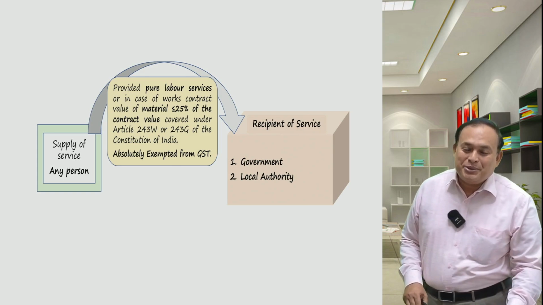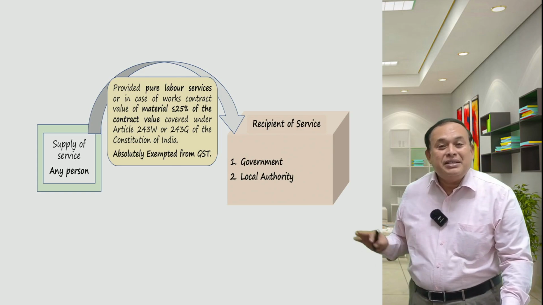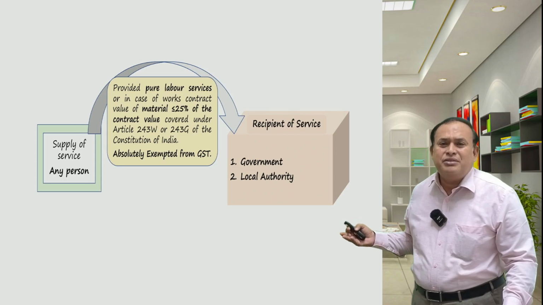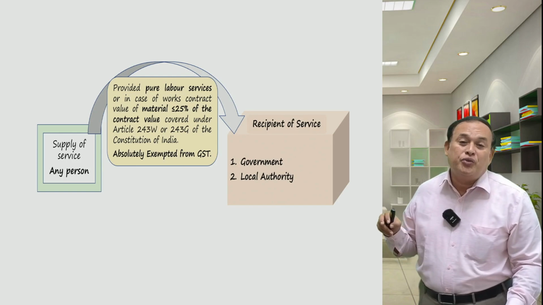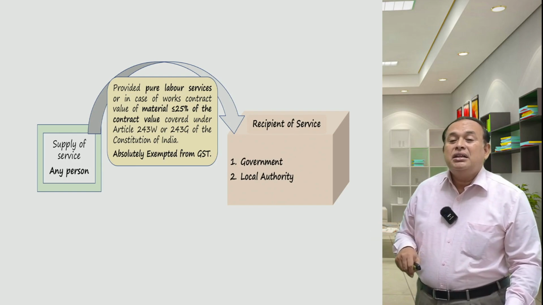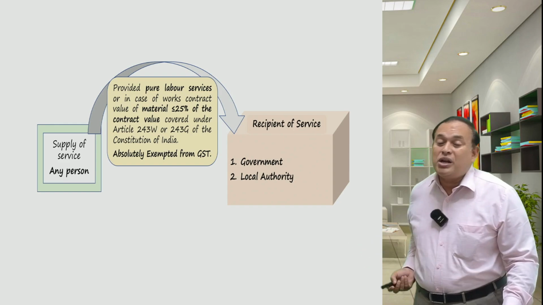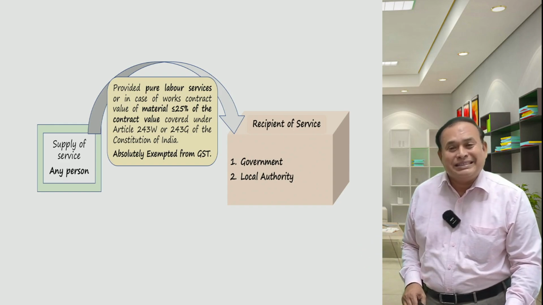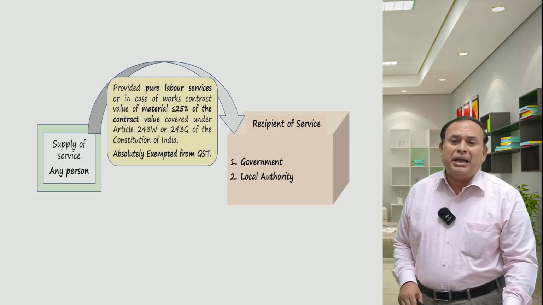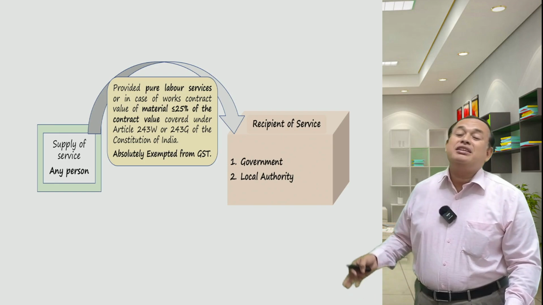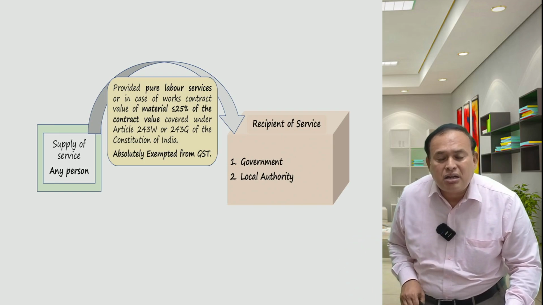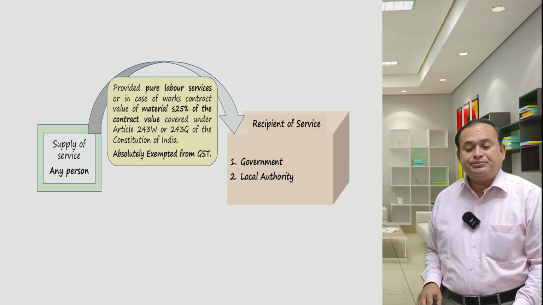So, what I am trying to say here, my dear friends, if the supplier supplies any services which are going to meet the objective of Article 243G or Article 243W, in that case, the supply provided to government or local authority absolutely qualifies for an exemption. Even though material is supplied, the value of the material should not go beyond 25% of the total value of the contract, then it qualifies for exemption.